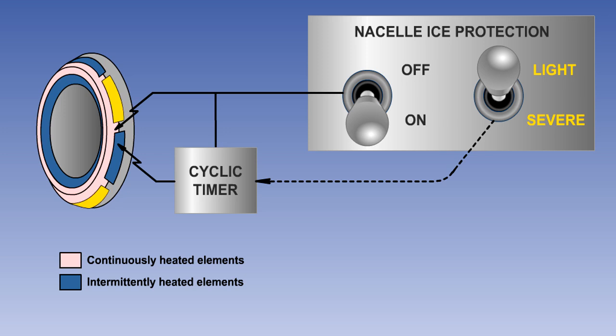In this example, the output of the time switch can be changed by selecting either light or severe icing conditions. The cyclic circuit is arranged so that while the supply is on for some heaters, it is off to others, and vice versa, in order to maintain a constant de-icing load to the electrical system.